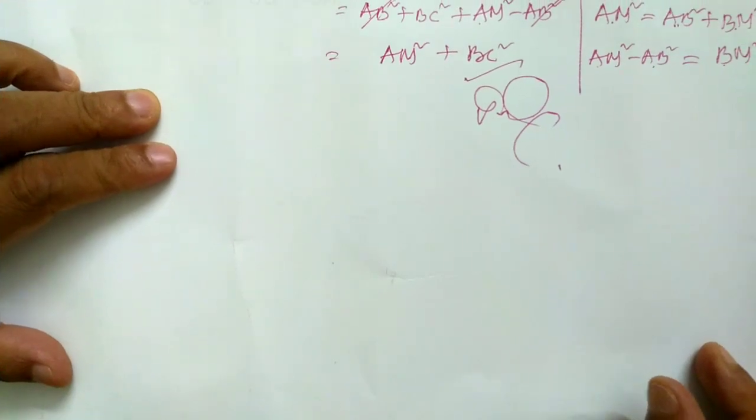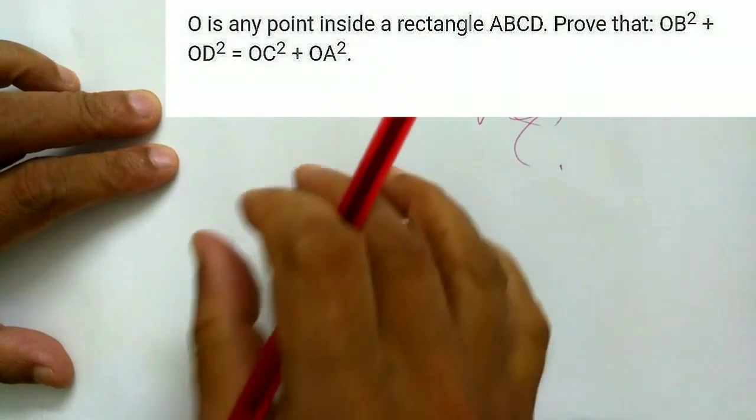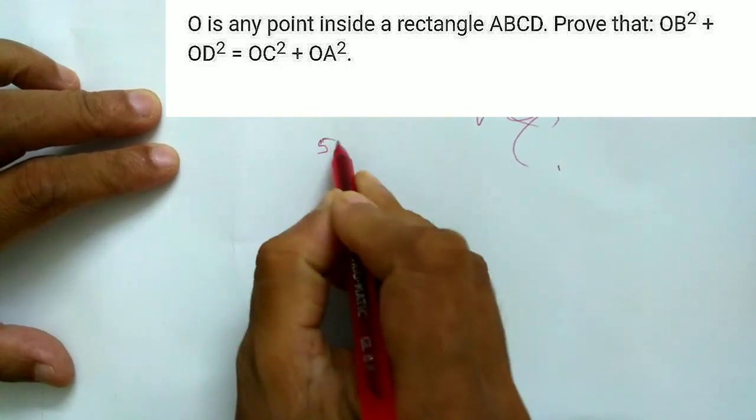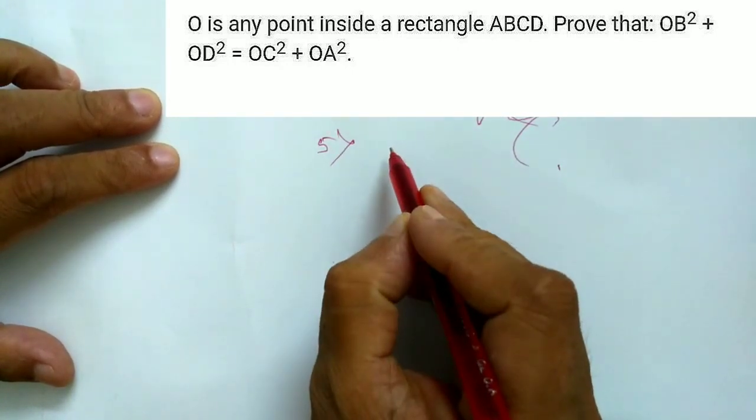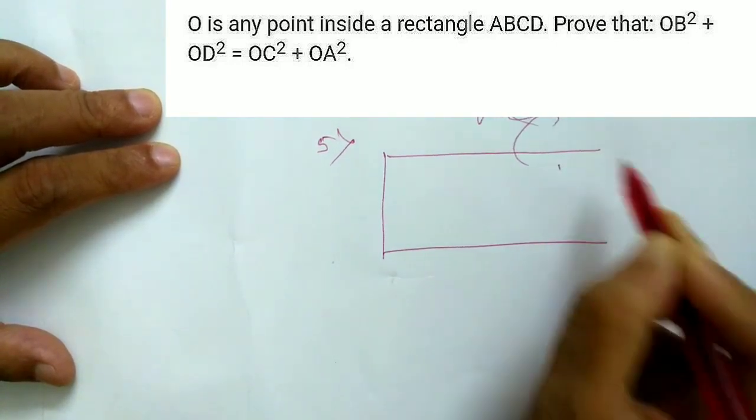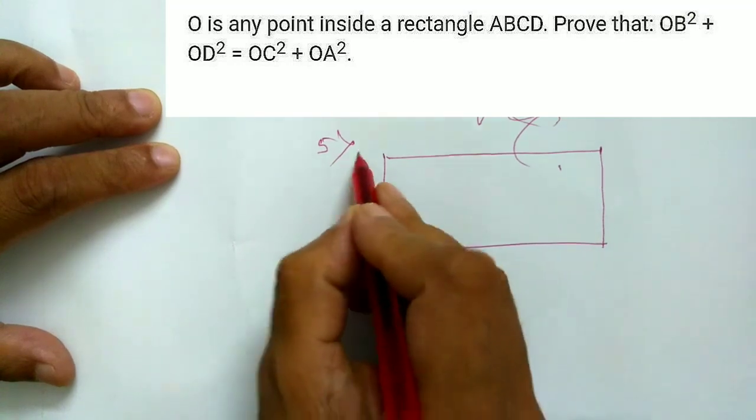So let's move to our question number 5. Question number 5, you can see displayed on your screen. Read the question very carefully. It's an important question. A rectangle is given, ABCD. Say this is the rectangle.